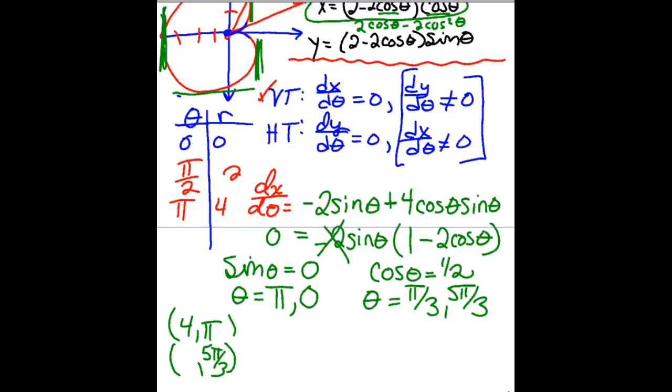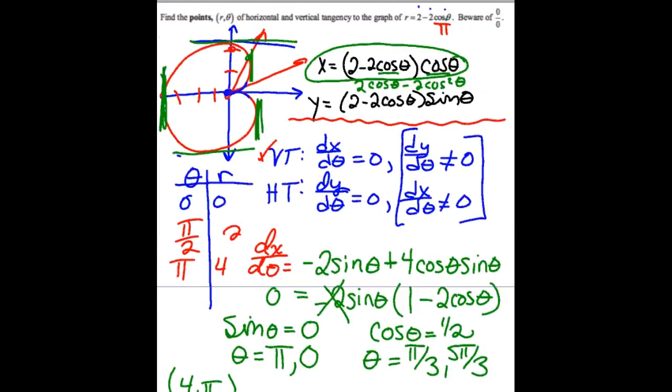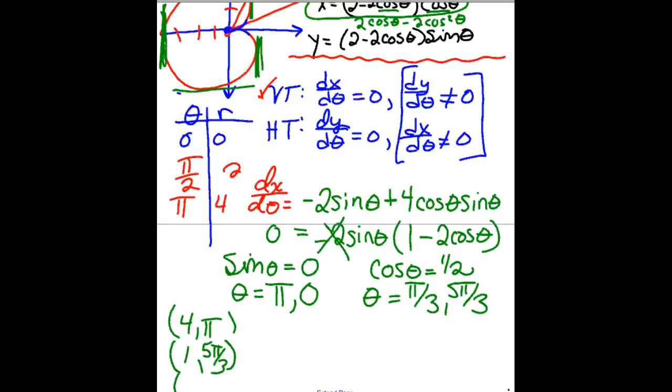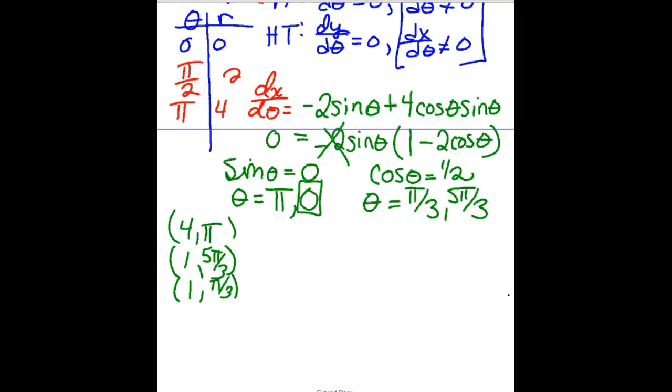So let's go back up there. You got to go all the way back up here. When you plug in the 5 pi thirds, cosine of that is 1/2, and you're going to get 2 minus half of 2. You'll get a 1. Just trust me. Same thing when you put in the pi over 3. So those are the 3 points of vertical tangency, and you might say, why didn't you use 0? I can already see from my picture it's a cusp, and you'll see it fall out when I do dy d theta. 0's also going to be one of my solutions.